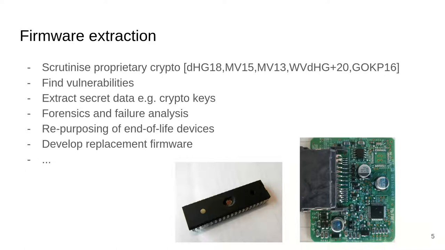Now, why is this so important? Why would we want to extract firmware? So first of all, as previous research has pointed out, proprietary crypto in an embedded device is a particularly bad idea. So in order to find that and scrutinize it, we obviously need to have the firmware. So therefore, this is valuable research. It is necessary to find vulnerabilities in chips. We can extract secret data such as immobilizer keys or crypto keys, which might be more than just an individual device's key, but actually a manufacturer key, let's say. And then there are a few more reasons, for example, forensics, the repurposing of end-of-life devices, replacement firmware, you name it.